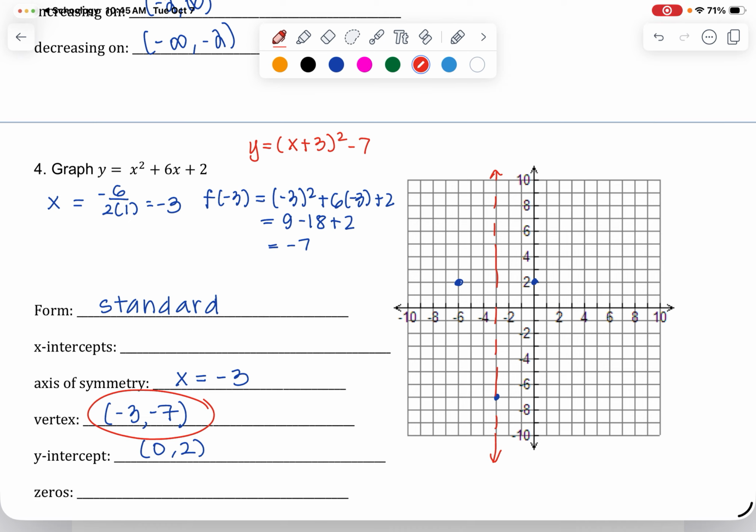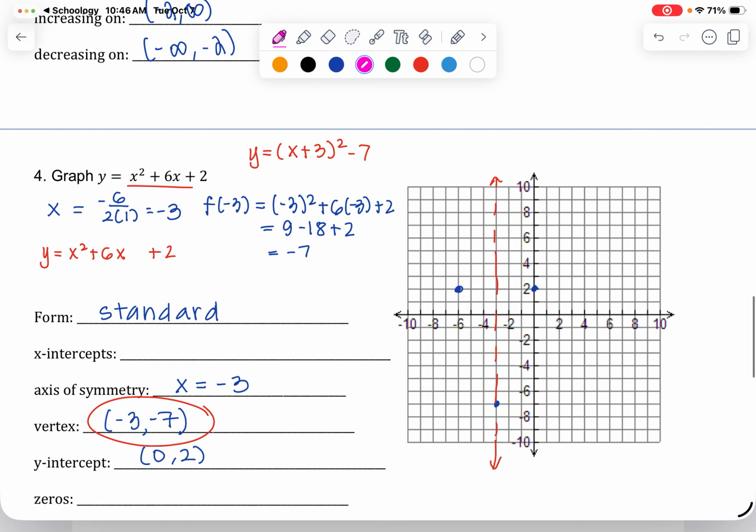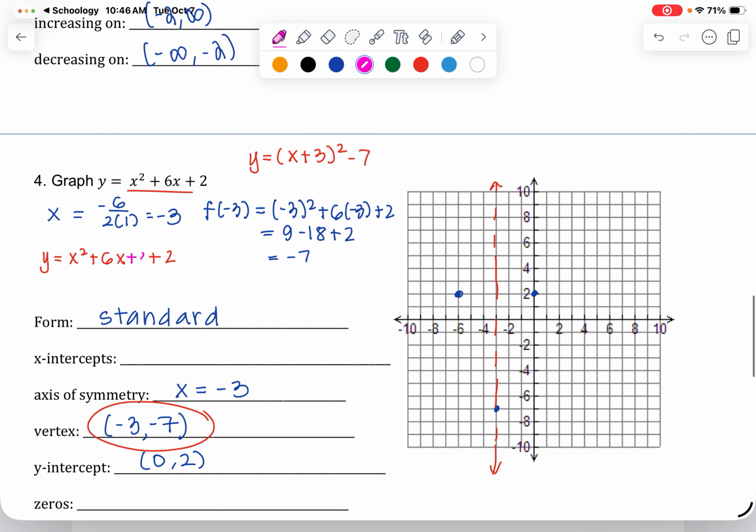I want to practice writing in vertex form from this because I feel like we should be doing that. So remember to do that. We need to complete the square for these two terms. So we're going to move the 2 over. Take half of positive 6, which is 3, squared, which is 9. Balance the equation by subtracting 9. And we get y equals x plus 3 quantity squared minus 7.